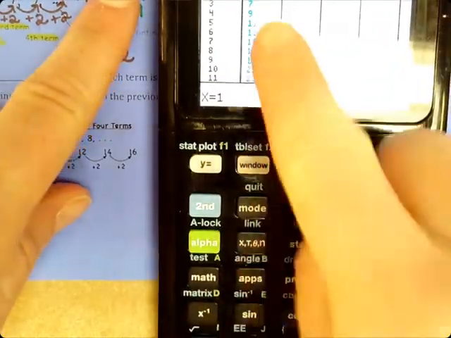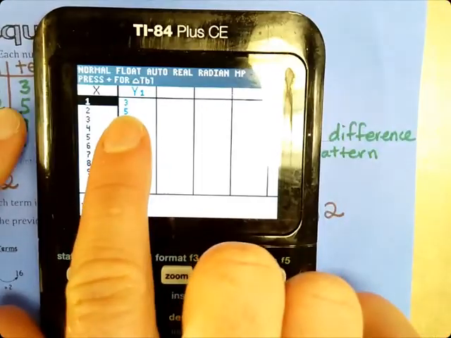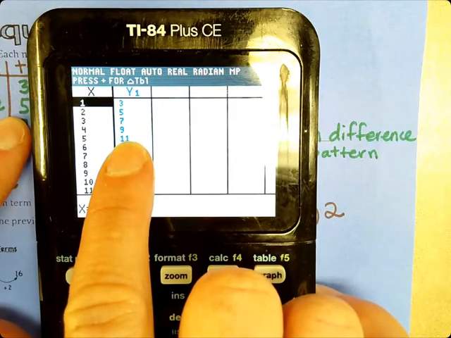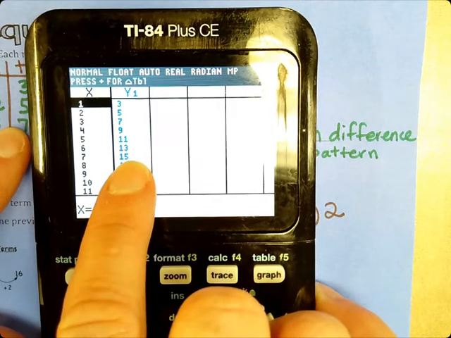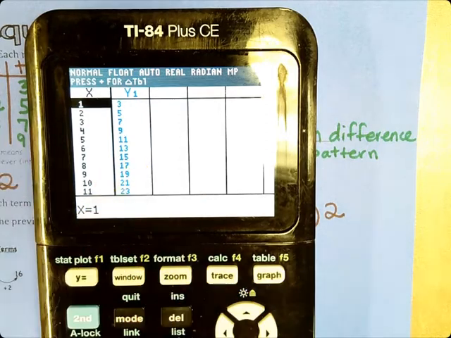And what we can do is we can look at the table and our pattern 3, 5, 7, 9, 11, 13, 15. So it's pretty cool how we can find our sequence using an equation and then putting it into y equals to look at our table.